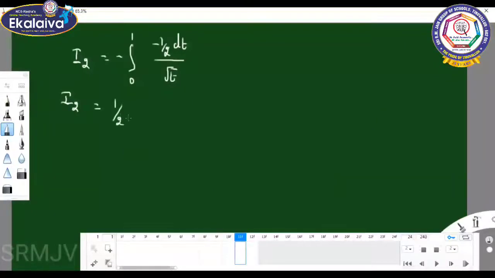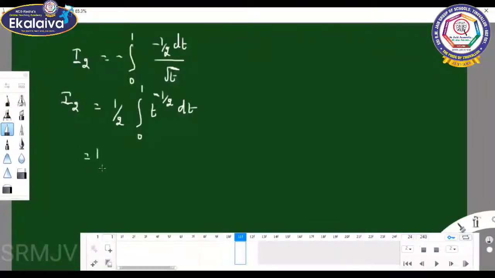So 1 by 2, you can take it out. Minus into minus is plus. 0 to 1, root t, you can bring it to the numerator. It is t power minus 1 by 2, that is, root is power 1 by 2, so it is t power minus 1 by 2 into dt.